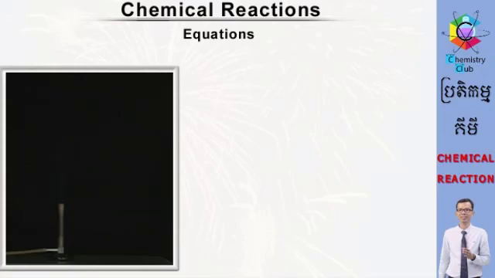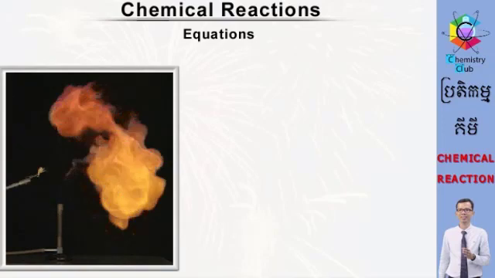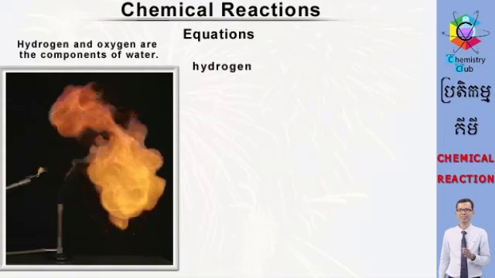When this balloon, which is filled with hydrogen gas, is ignited, it reacts with oxygen in the atmosphere to produce water vapor, heat, and light. In this case, hydrogen and oxygen are the reactants, and water is the product. We can make an equation that states in words what is happening. Hydrogen plus oxygen yields water. This is known as a word equation.